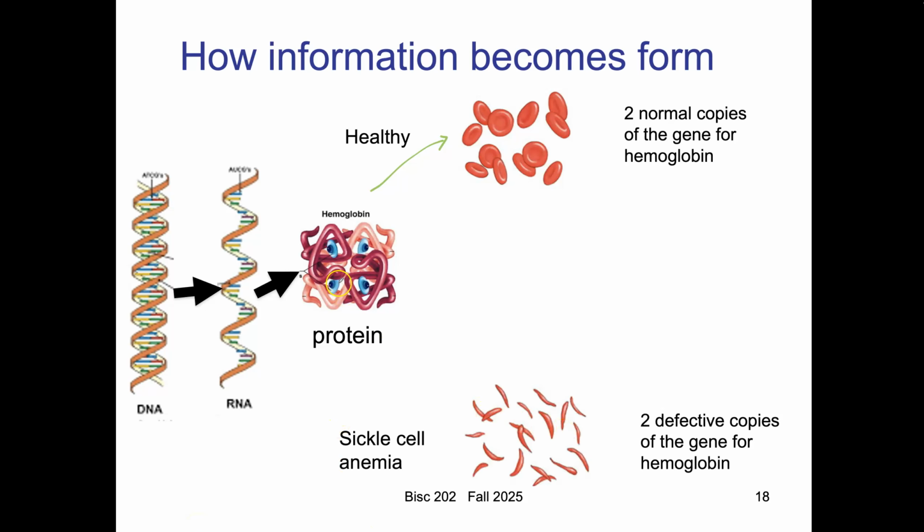However, if there are 2 defective copies of the gene, then that means all of the hemoglobin protein is defective. And we're going to go through the reason for this later in more detail in another section where I talk more about mutations. But the protein doesn't fold right, and what it does is it deforms the blood cells so that they have this funny sort of sickle crescent kind of shape.